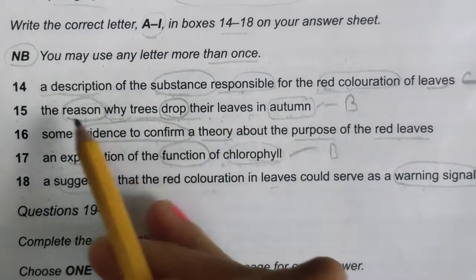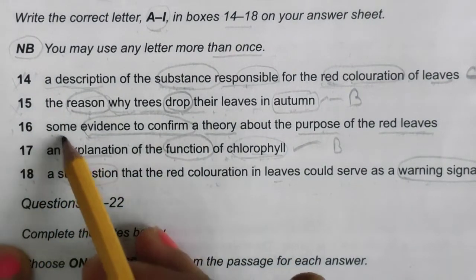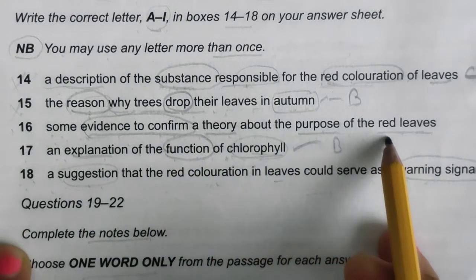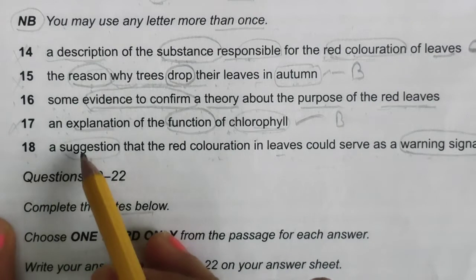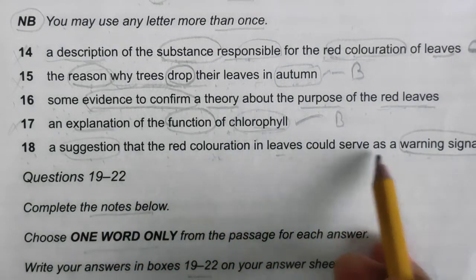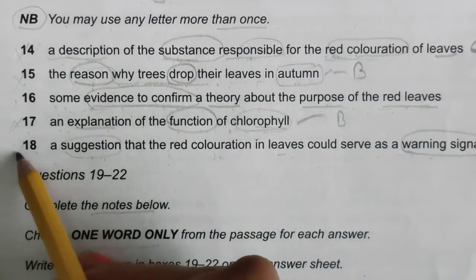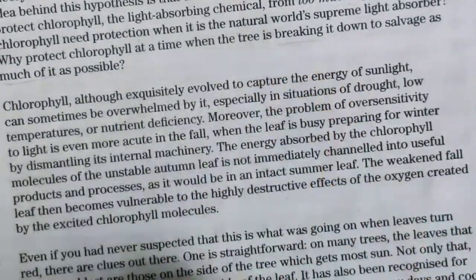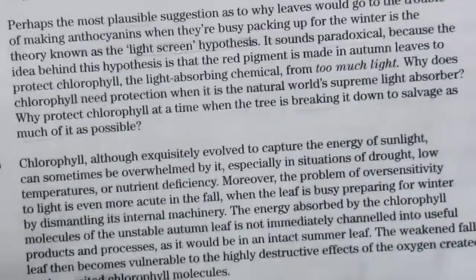Suggestion, this is left. 14th we have done, 15th we have done, 16th is left, and 18th. Some evidence to confirm a theory about the purpose of the red leaves. Okay, it has not yet come. So 17th we have done. 18th, a suggestion that the red coloration in leaves could serve as a warning signal. So when I did this reading, I also did not get this one, 18th, but later on I found it. I will tell you where it is. So when you read this H also, you will find that this is the answer for the 18th question, but we are wrong.